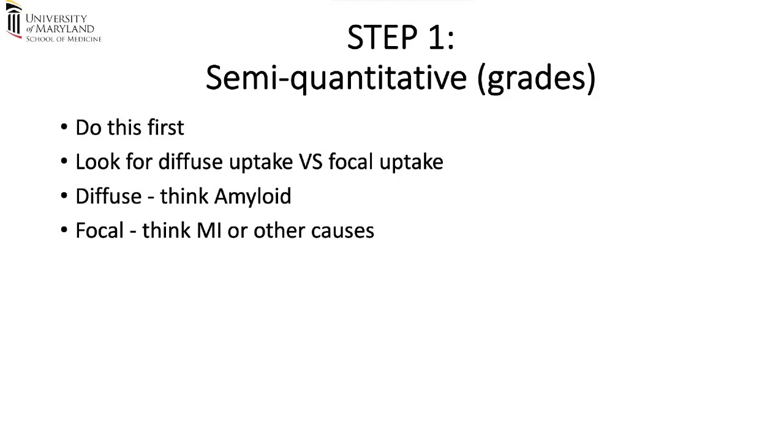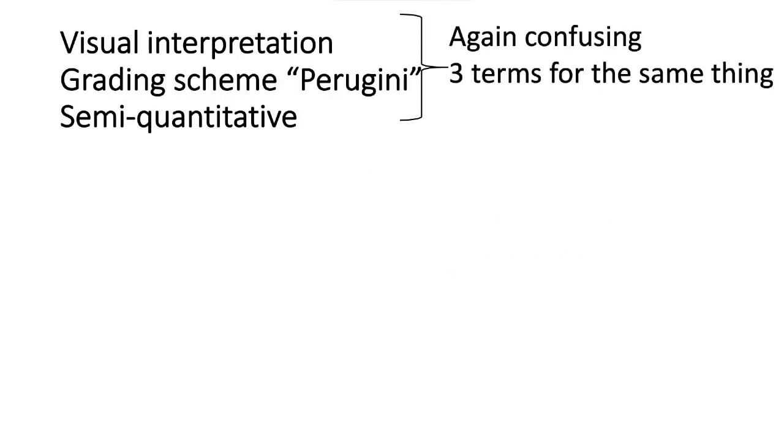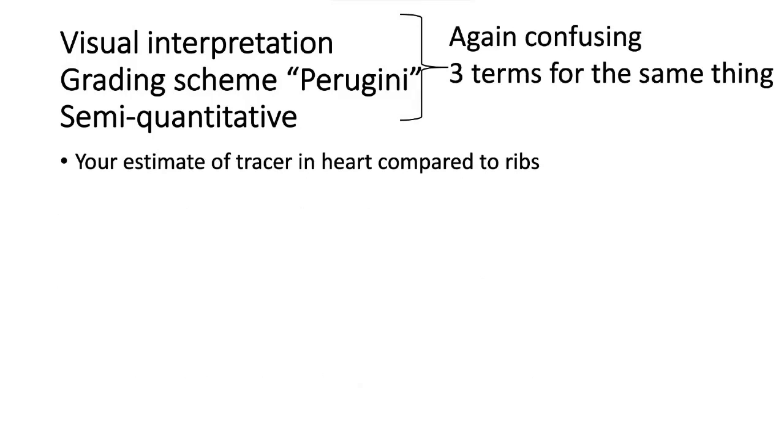That's step number one. So again, multiple names for this: visual interpretation, a grading scheme, and semi-quantitative. Confusing, all three terms mean exactly the same thing. So this, the visual interpretation, is your estimate of tracer in the heart compared to the ribs. That's all this is. It's a little difficult.